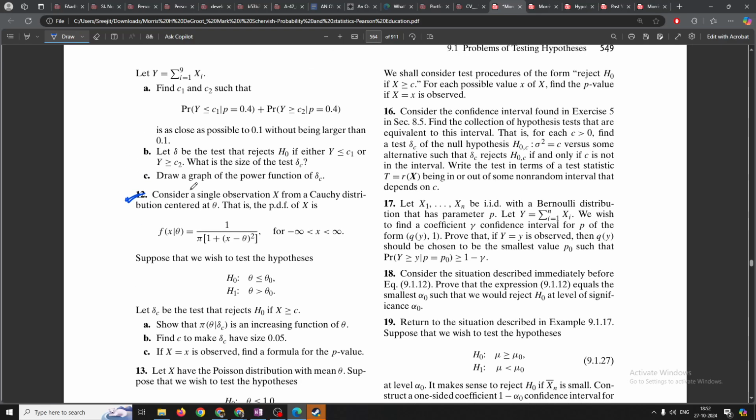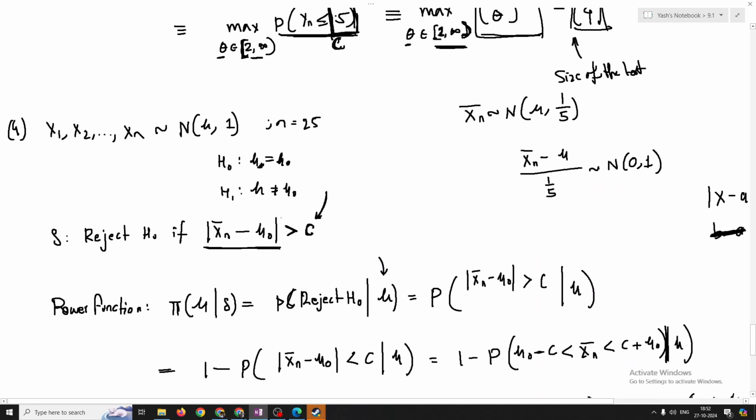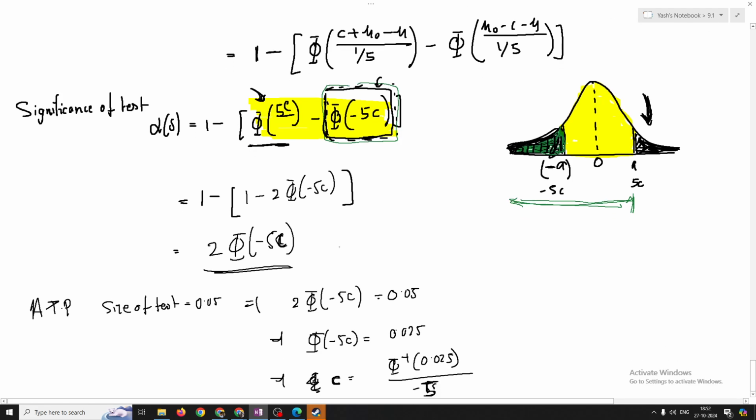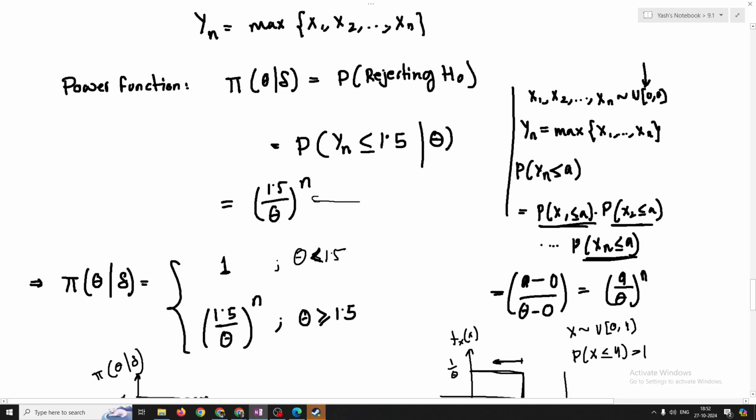A lot of these questions ask you to show that the power function is an increasing function or a decreasing function. There again you have to do the same thing: you just calculate the power function. And to show that something is increasing or decreasing can be done just by observation. So here we can just look at this expression and say that this is a decreasing function of theta. In questions like that, you don't have to do anything else. You just have to derive the power function.